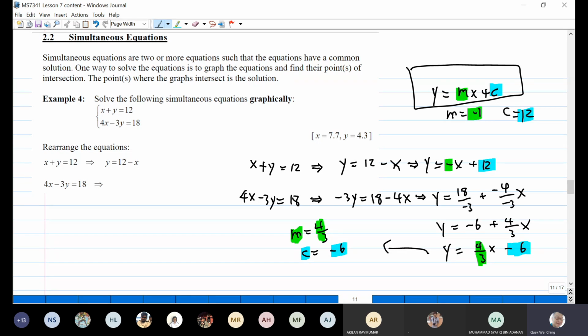So this thing, I'm going to forward this one to our here. Okay, how to arrange the equation.